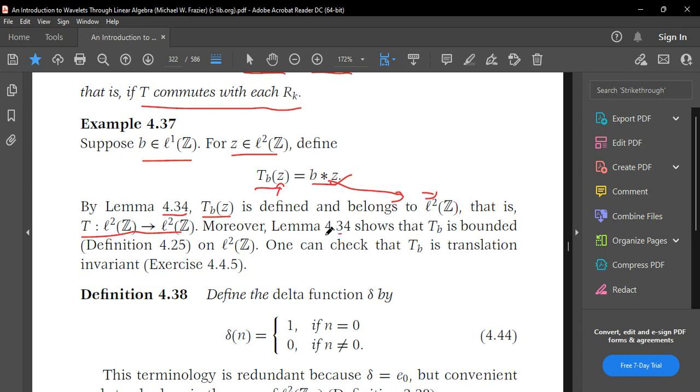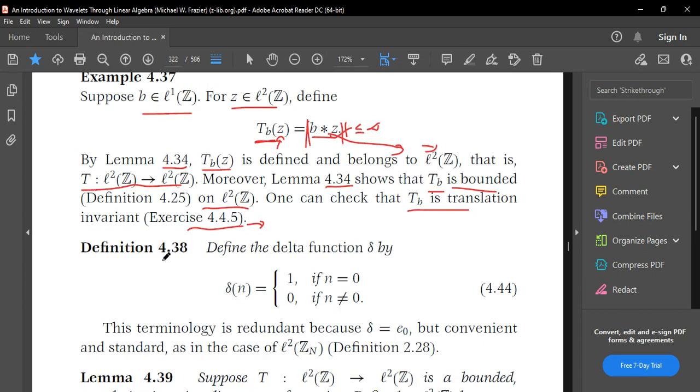Moreover, by lemma 4.34, we have a bound for the L2 norm of B star Z. So this TB will be a bounded operator on L2 of Z, and TB is translation invariant. This is 4.4.5. You can easily see it from the definition, or you can do it individually. If there is any problem, you can approach.